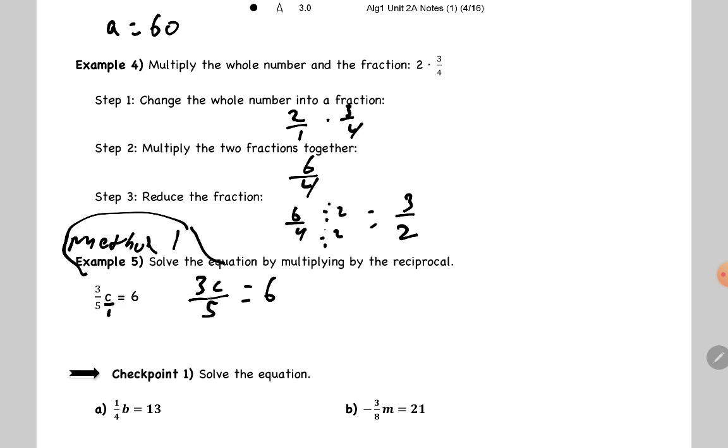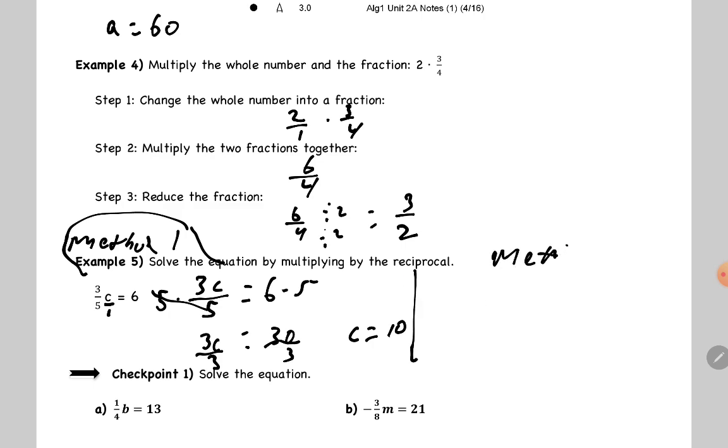Okay? So now the end goal is to get c by itself. c is being divided by 5, so I'm going to multiply by 5 to both sides. These will cancel, and I'll get 3c equals 30. And then I can divide by 3 to both sides, because c is being multiplied by 3, so I divide by 3, and I'll get c equals 10. 30 divided by 3 is 10. So that's method 1.